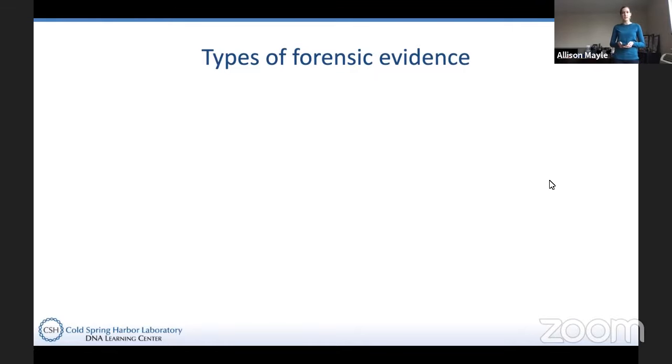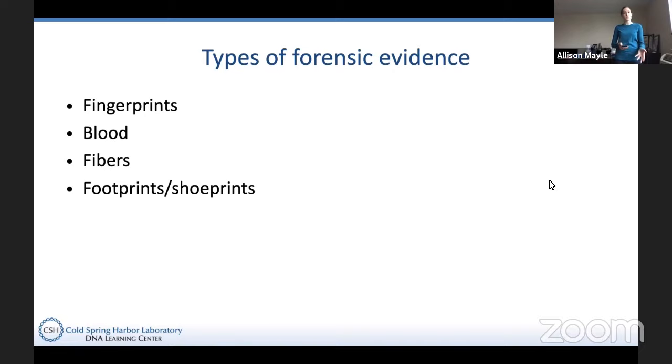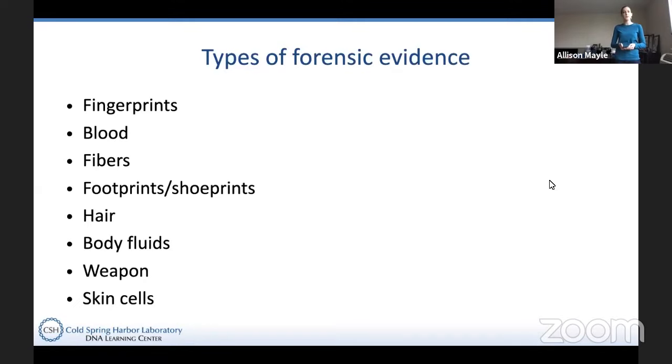Some types of forensic evidence that might be recovered at a crime scene are fingerprints. That's usually one of the most common answers I get. Blood, perhaps from a victim or perhaps during a fight. Fibers, or things left from bits of clothing if someone got their clothes snagged on something. Footprints or shoe prints, so similar to fingerprints but left by somebody's foot or shoes. Bits of hair may be left at a crime scene. Other body fluids other than blood may be left too. Weapons might be left at the crime scene, sometimes not, but maybe. And there may be skin cells, cells from somebody's hand and fingers if they weren't wearing a glove and were touching a weapon or something else at the crime scene.